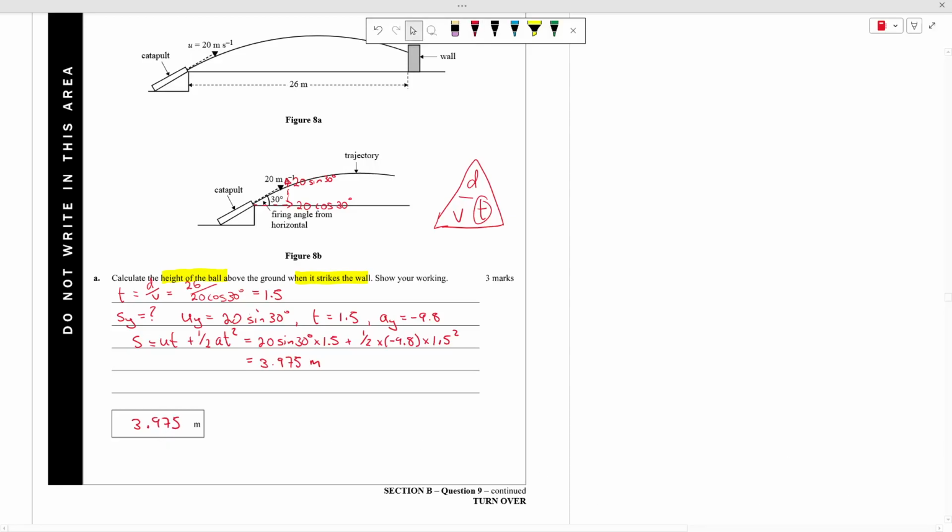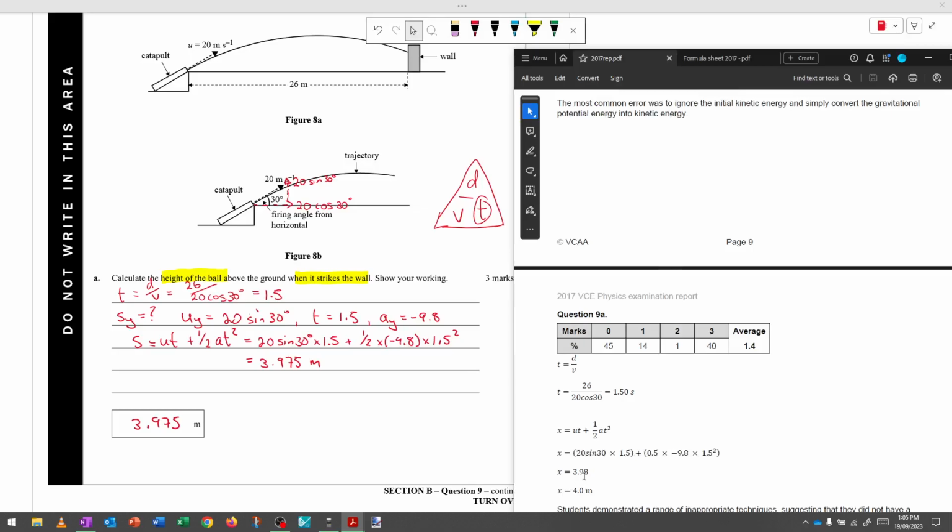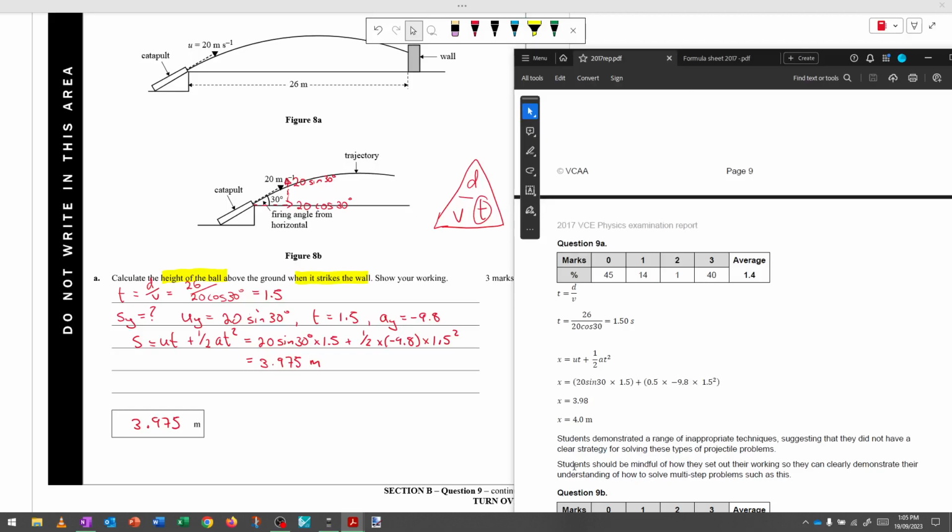Alright, let's double check the examiner's report. So it's question 9a. Yep, there we go. They round it to 2 sig figs, so 4.0 meters. Students demonstrated a range of inappropriate techniques, suggesting they did not have a clear strategy for solving these types of projectile problems. Students should be mindful of how they set out their working so they can clearly demonstrate their understanding of how to solve multi-step problems such as this. Not very helpful in terms of their report. I mean, almost half got 0, and then almost the other half got full marks. So you either know what you're doing or you don't.